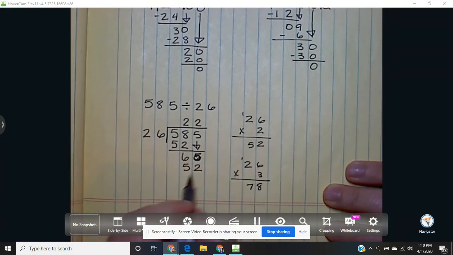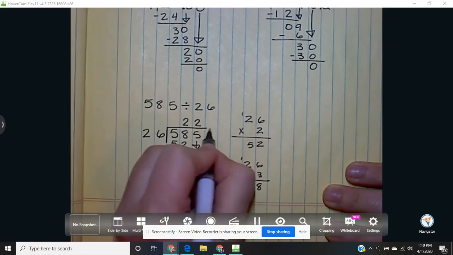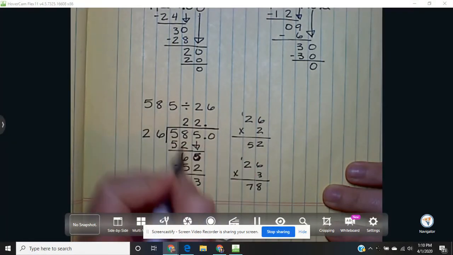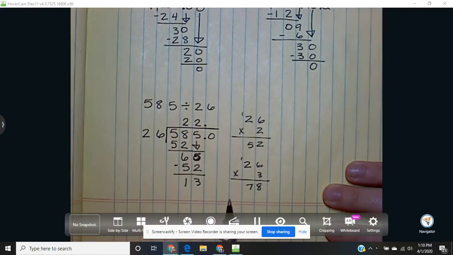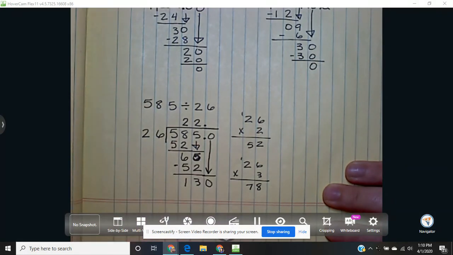Which was 52. This is why I love not erasing my work, because my previous work is now helping me on this step as well. Whole work is good work. 5 minus 2 is 3. 6 minus 5 is 1. So I have 13 left over. So I'm going to need to add a place by not adding value, by doing a decimal and a 0. And bring that 0 down. So now I have 130.